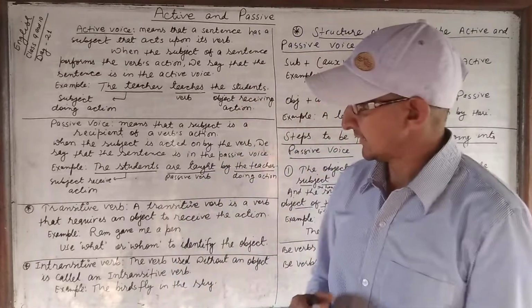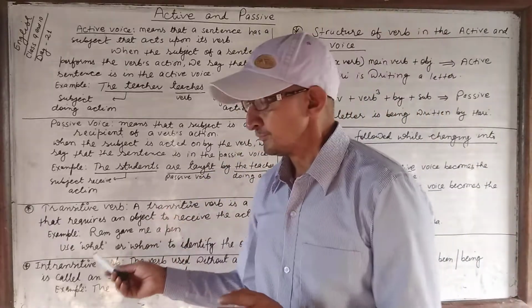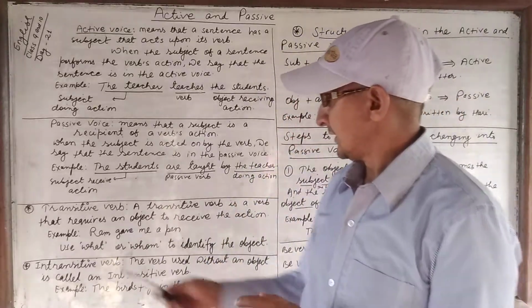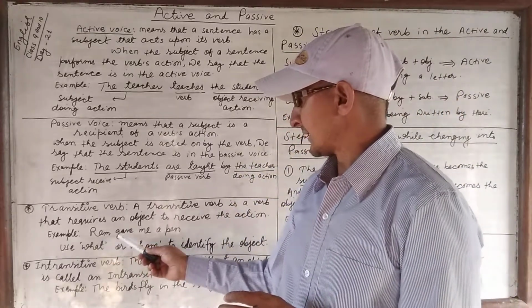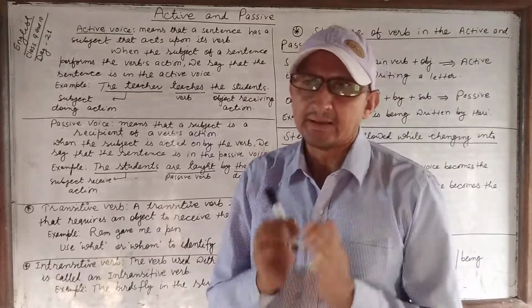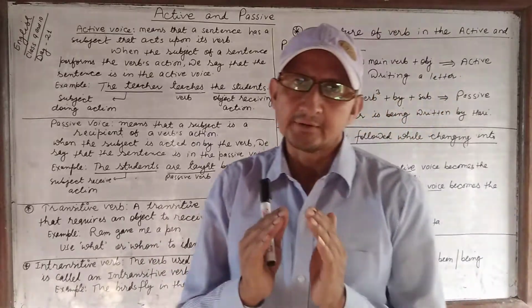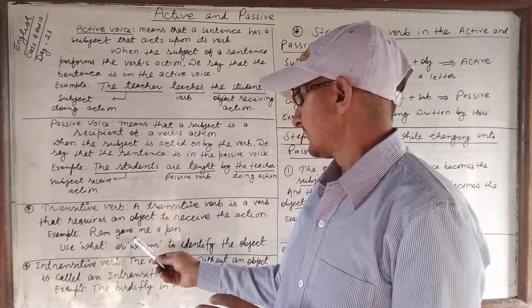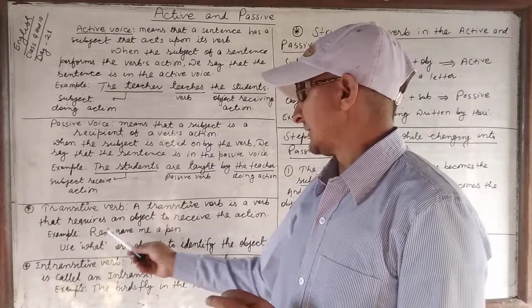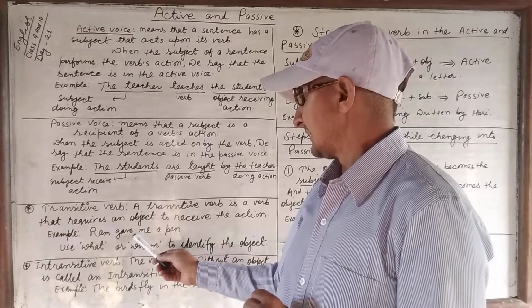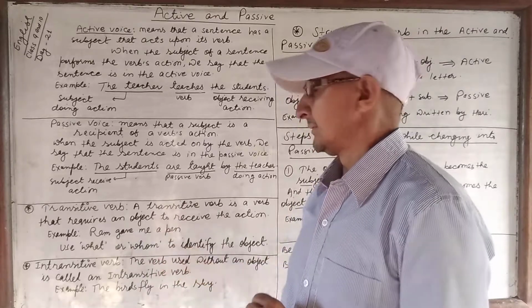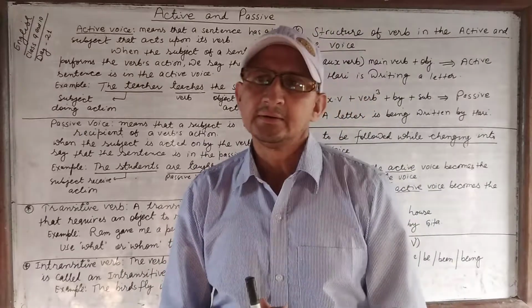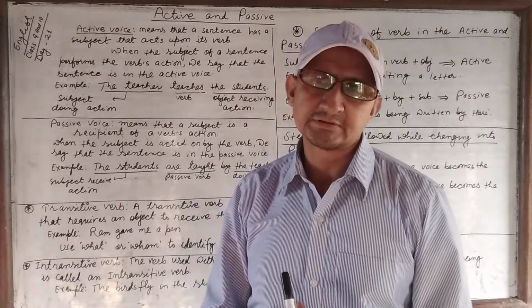If you question what does Ram give, the answer is a pen. What does Ram give, or what did Ram give? A pen is the answer. So a pen is a direct object.